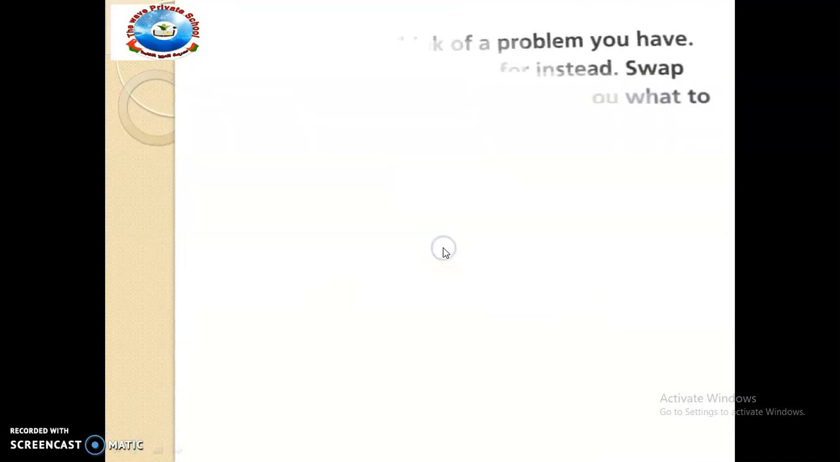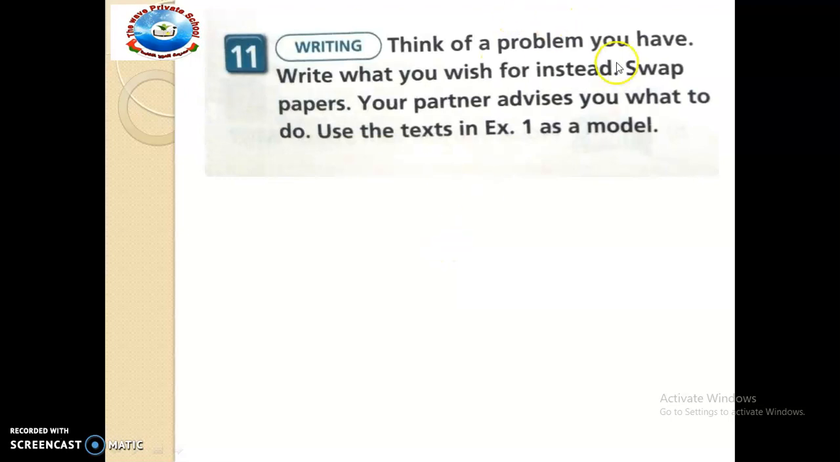Now we go over to the next exercise 11. It says, think of a problem you have. Write what you wish for instead, then swap papers. Your partner advises you what to do. Use the text in exercise 1 as a model. Think of a problem you have. Write what you wish for instead. So this wishing. Let's see.